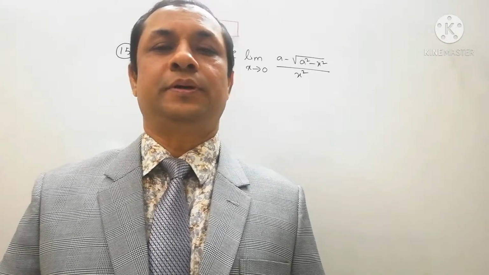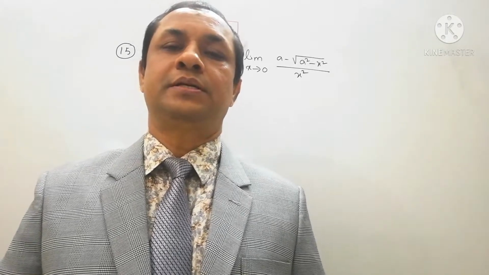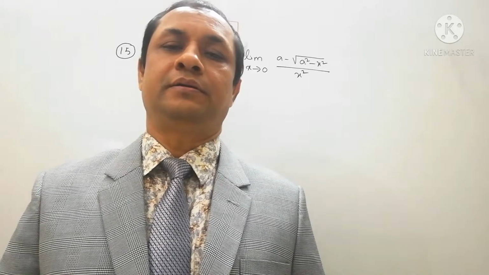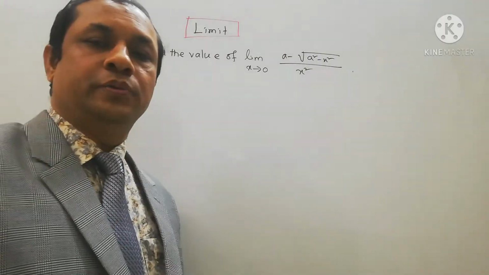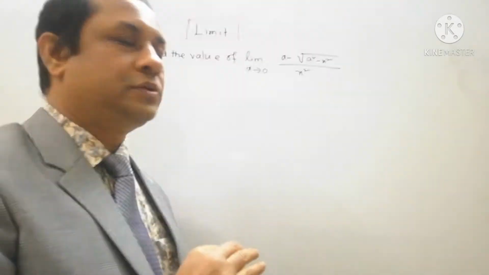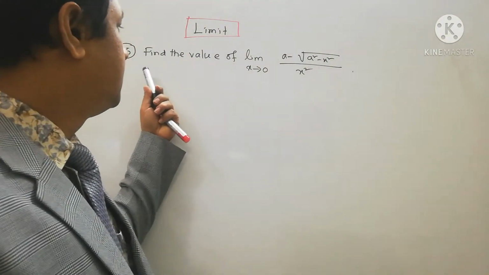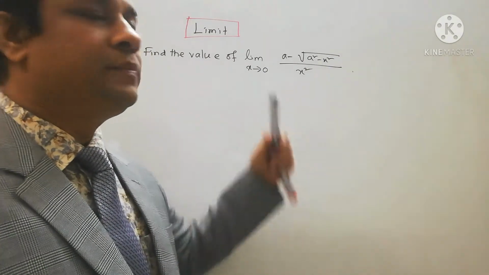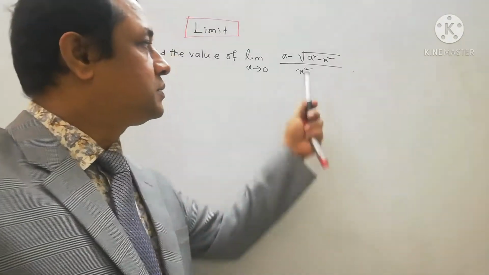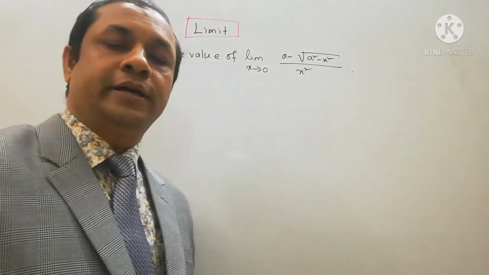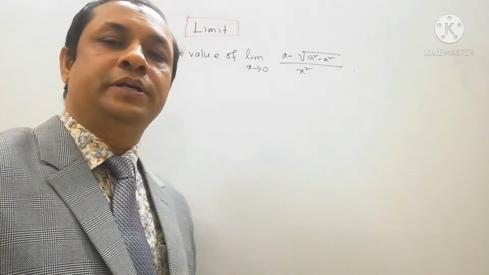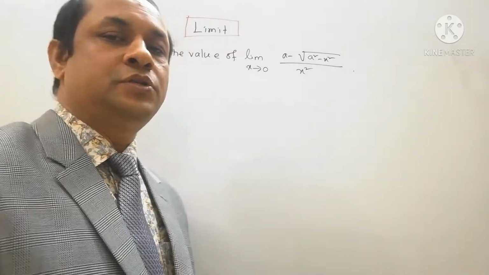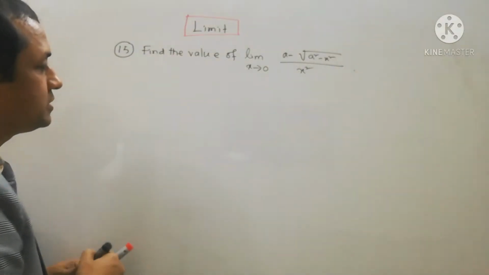I am also well. Today I will discuss differentiation, chapter 9a, and limit. Student, look at the board. Question number 15. Find the value of limit x tends to 0, (a minus root over a square minus x square) by x square. It's a very important question for your examination. So attention please, student.